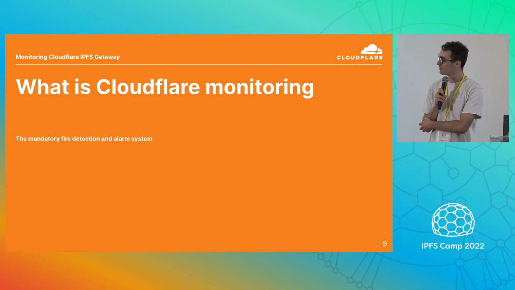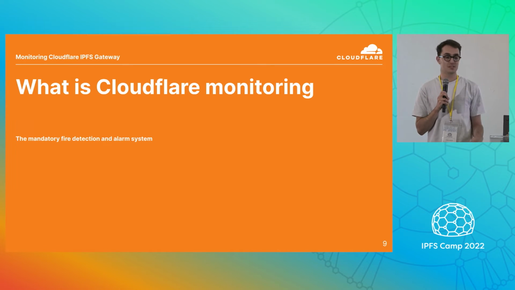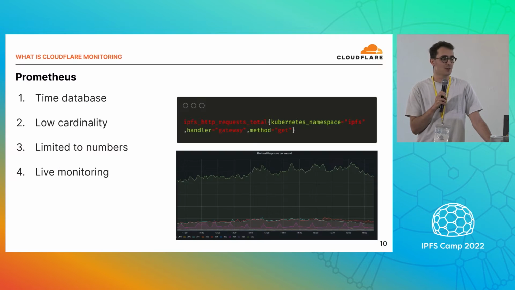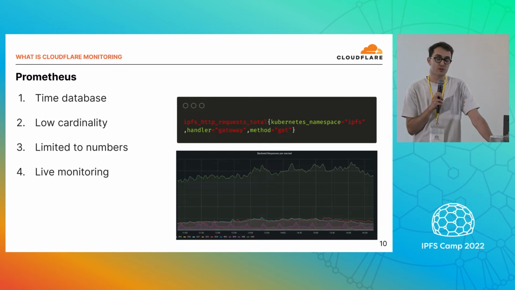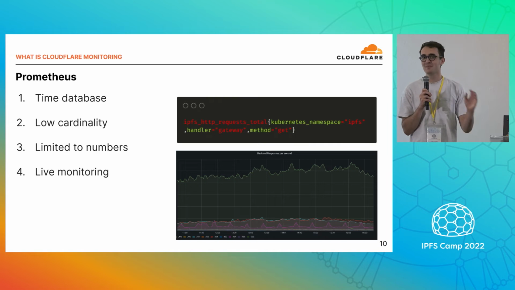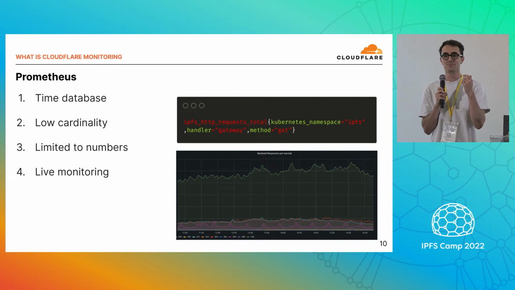To dive a bit more into these systems, what actually is Cloudflare monitoring? These are the various systems I've mentioned before, and some of you also mentioned them in previous presentations. First of all, we have Prometheus, which is very useful. It's a time series database working on low cardinality. When there's high cardinality, it just explodes. So we have a limited number of metrics per cardinality, but it's very good for live monitoring.